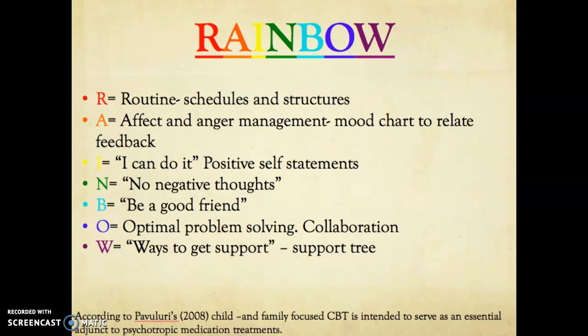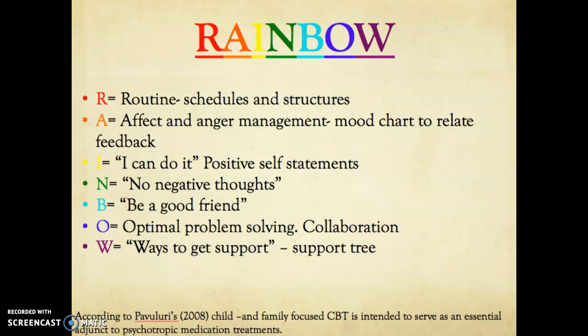I is I can do it, which highlights the need to maintain a positive attitude and encourages developing positive self-statements. N is for no negative thoughts. It applies CBT, cognitive restructuring, and training in adaptive thinking strategies for improved problem solving. B is be a good friend, which coaches the child to establish and maintain positive peer friendships. It also prompts parents to live a balanced life.